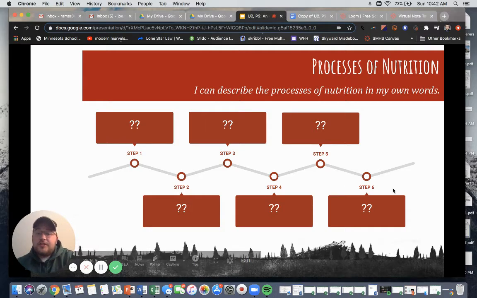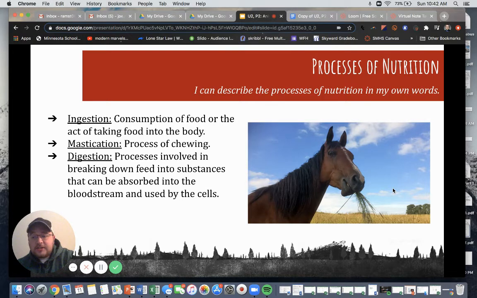So the processes of nutrition: there are 6 steps, and on your note sheet you are going to have a little diagram that you see here. Don't worry about filling in the diagram because it's a little graphic and easier to handwrite, but I do want you to know the 6 steps. The first step is ingestion, the consumption of food or the act of taking food into the body. So when you eat your spaghetti and meatballs at home, the minute you put them in your mouth, that is ingestion. Mastication then is when you chew that food. So when you're chewing your spaghetti and meatballs. It looks like the horse over here is masticating right now.